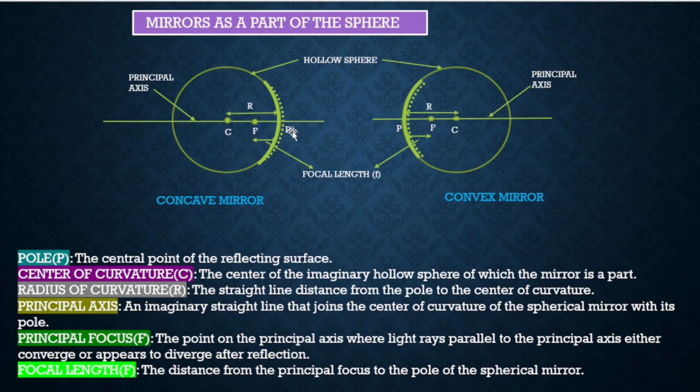This is a spherical mirror. This comes from a hollow sphere. Okay, and this is your pole. Pole is the central point of the reflecting surface. This mirror is a concave mirror, and this is the pole.